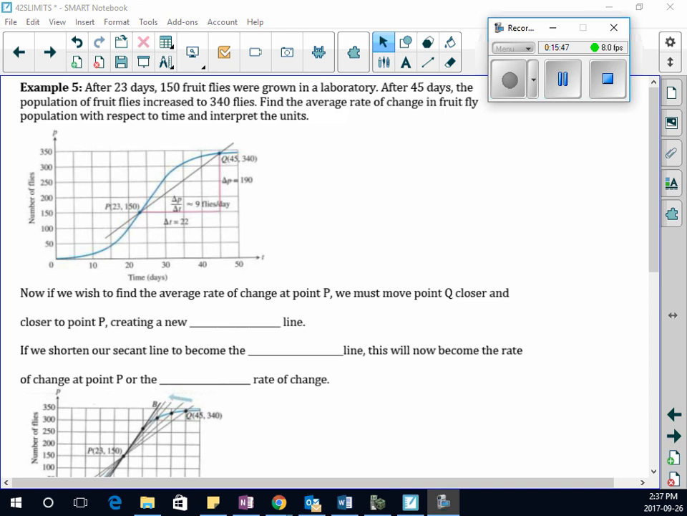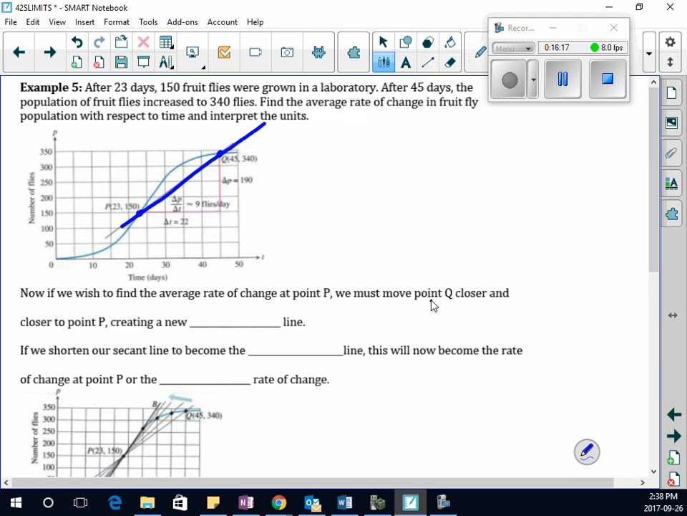So here's the point, and here's the point, and we are trying to find the slope of that secant line there. Do you see that? So how do we do that? y2 minus y1 over x2 minus x1. You remember that? That's the change of y over the change of x. That was your delta. See how this is all coming together?